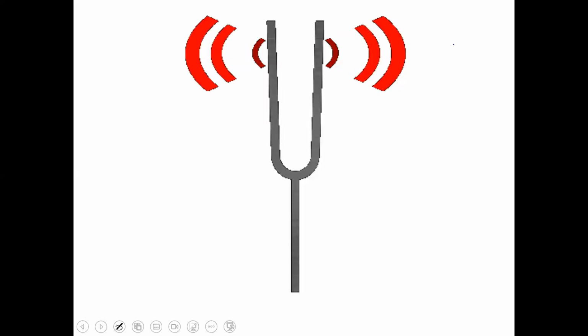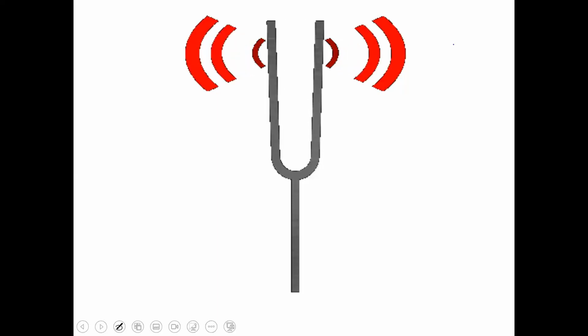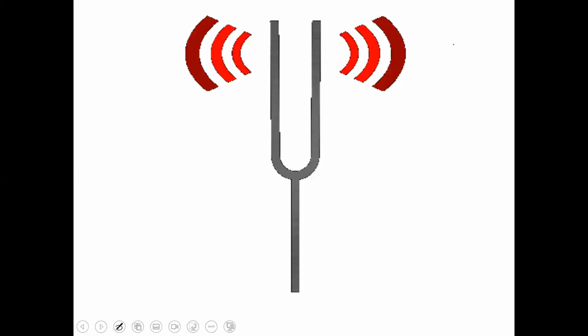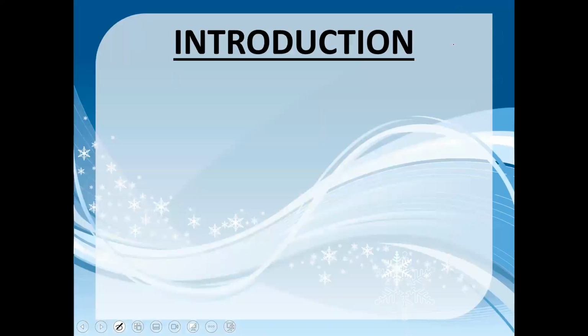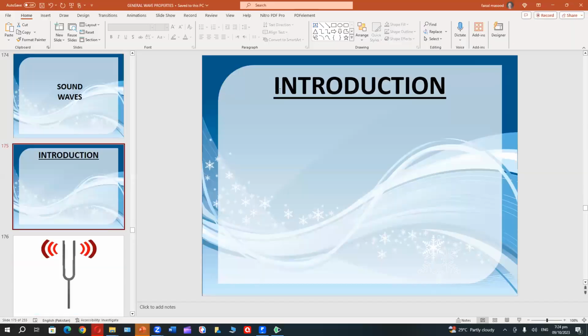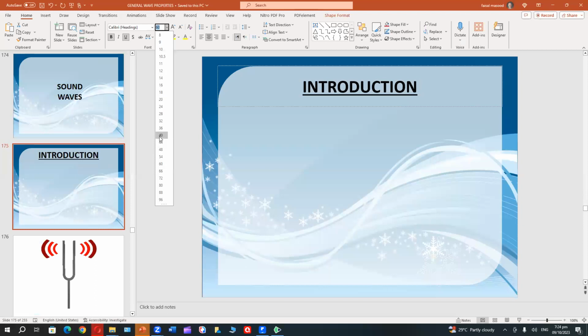Look at this diagram. Look at this animation. This is a tuning fork and it is vibrating. Sound waves are produced by vibration of a source. So give a side heading, introduction.